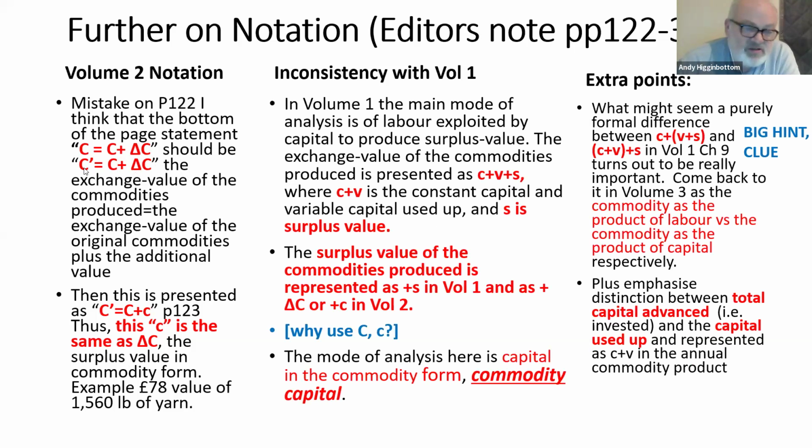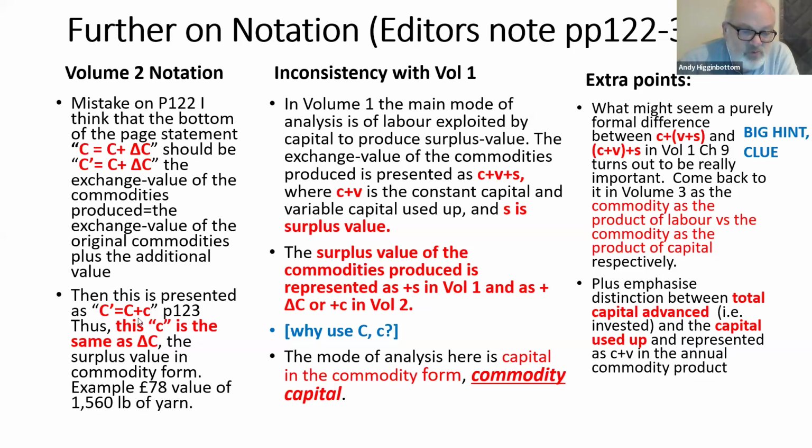It actually should, the text, I think there's a slight copy editing error. That should be C prime is C plus delta C, given Marx's notation. But he also alternatively has C prime is C plus small c. I forget the numbers he's using, by the way. He's talking about commodities in the form of yarn.